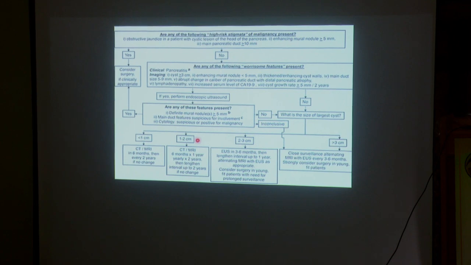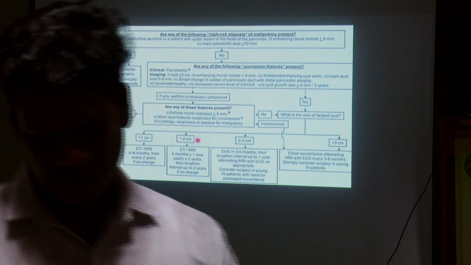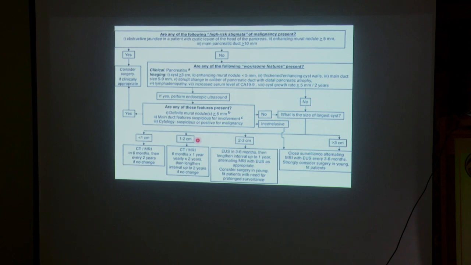If it is between 2 to 3 centimeters, it is followed up with endoscopic ultrasound at 2 to 6 months, then lengthening the interval up to 1 year, alternating MR and endoscopic ultrasound. Consider surgery in young fit patients with need for prolonged survival. If it is more than 3 centimeters, then close surveillance, alternating MRI with endoscopic ultrasound, is done every 3 to 6 months, and strongly consider surgery in young fit patients.